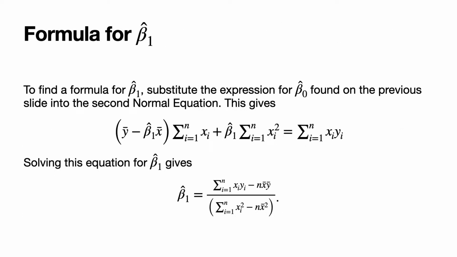To find a formula for beta 1 hat, we substitute the expression for beta 0 hat found on the previous slide into the second normal equation. This gives the equation shown here, which we can then solve for beta 1 hat. And when we do that, we get this formula for beta 1 hat in terms of the summary statistics for the data.